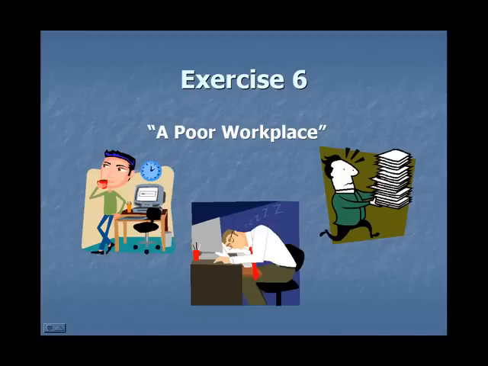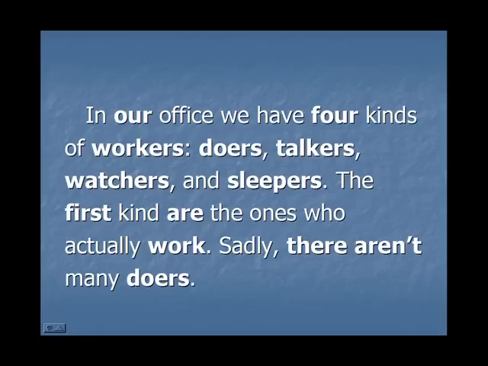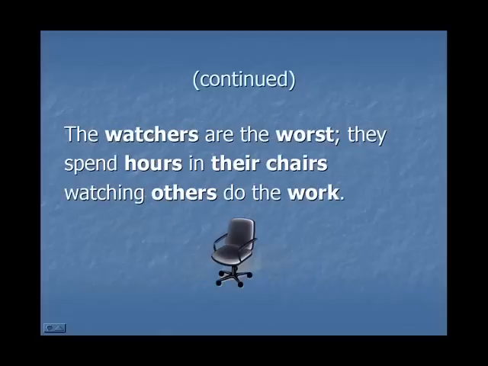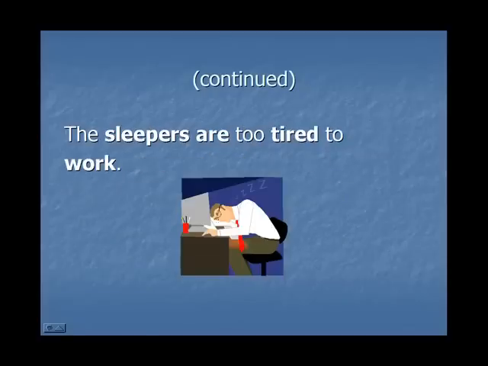Exercise 6. A poor workplace. Listen to the text. In our office, we have four kinds of workers. Doers, talkers, watchers, and sleepers. The first kind are the ones who actually work. Sadly, there aren't many doers. The talkers might care about their work, but they talk more than they work. The watchers are the worst. They spend hours in their chairs watching others do the work. The sleepers are too tired to work.